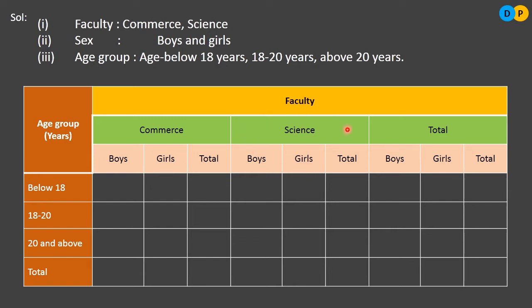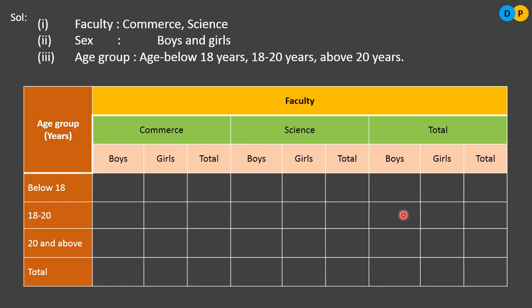Same thing I have done with science also. The complete column of science is split into three more columns, once again boys, girls, and total. Finally, here I have considered one more column, total. This complete column total is again split into three more columns: boys, girls, and total. For example, if I want to know the total number of boys' strength of both commerce and science, this particular cell value will give me the clear image.